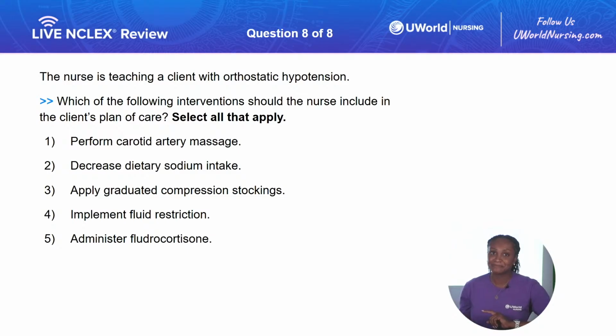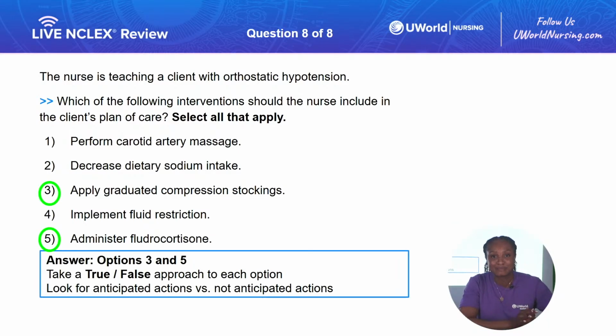Good job, guys. Okay, the correct answer for this one is options 3 and 5. So with orthostatic hypotension, we're having a low blood pressure problem, and it gets significantly worse when we sit up or stand up. So we want interventions that would help keep our blood pressure on the higher side, which would be applying those graduated compression stockings. This will help the blood in the lower extremities shoot back up to the heart and just helps the circulation. And then option 5, administer fludrocortisone.